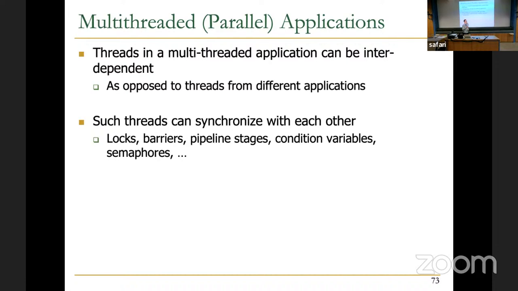How many people know about these? How many people do not know about these? Okay, hopefully you know at least some things, but basically these are synchronization primitives. If you need to update a data structure, for example, and it's shared between multiple threads, to make sure that the update is consistent, you need to lock, or you need to have a critical section that ensures that only one thread can update the data structure at a given point, and everybody has to wait.